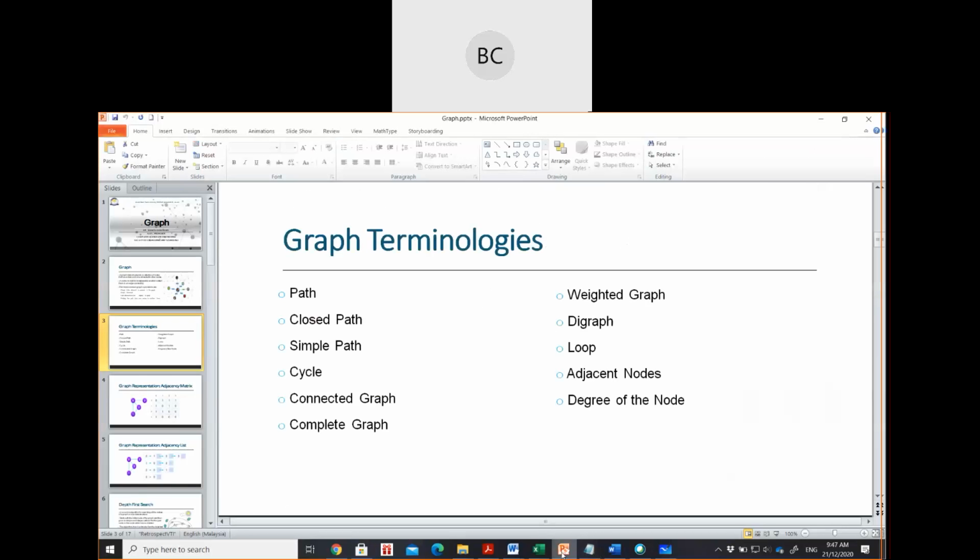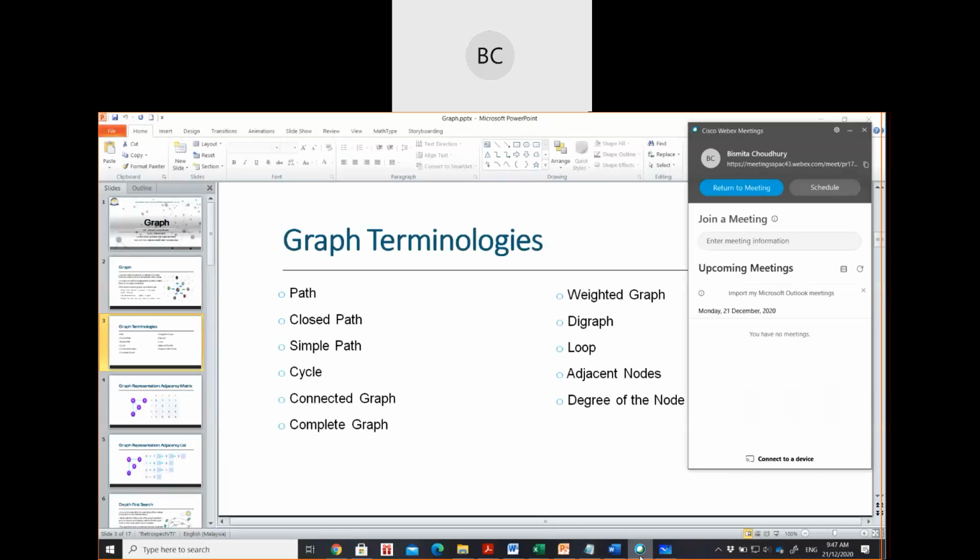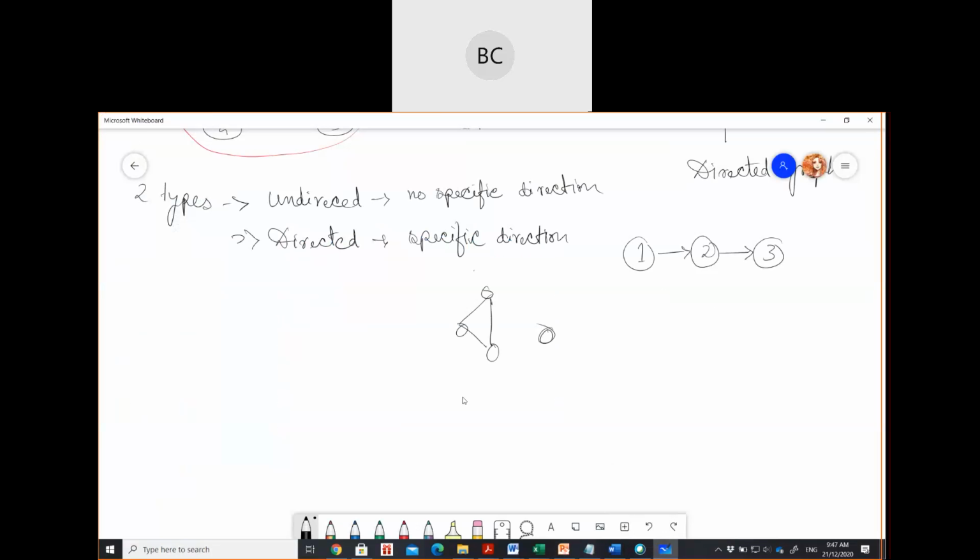Then complete graph. Complete graph means it's a graph where every node is connected with all other nodes. Okay. So suppose this is a graph. Okay, this is an isolated node, it should not be like this. So every node at least should have a connection to each other. If there is no connection, then it is not a complete graph. So a graph will be complete only when there is an edge between each pair of vertices.